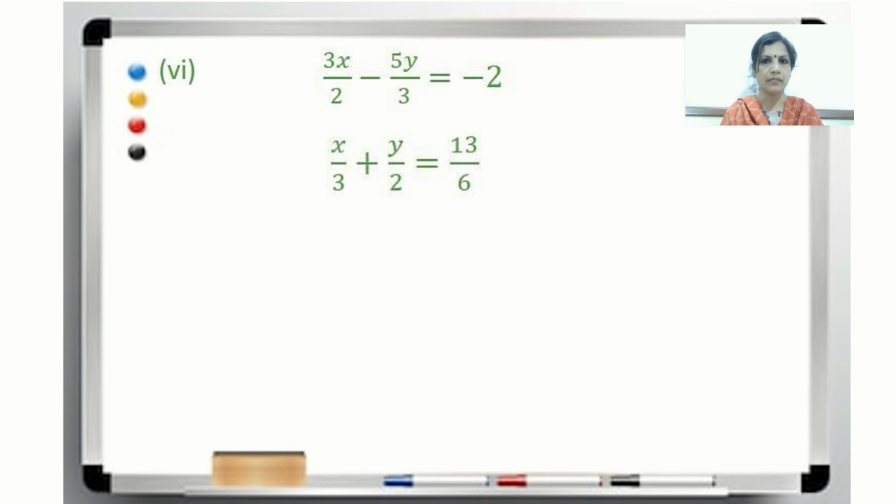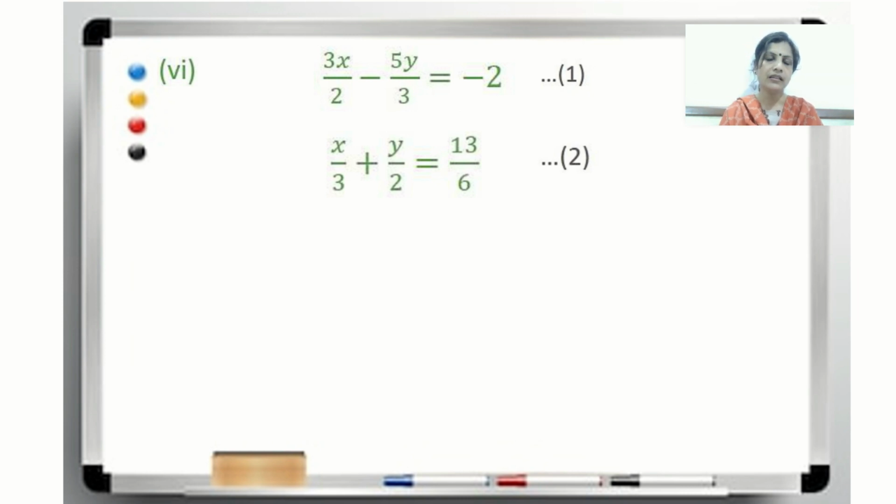This is the sixth sum, exercise 3.3, question number 1 and sixth sum. If you look at the sum, you will observe that now the pair of linear equations are given in fractions. But again, as I said, there's always an easy way to convert our equations into simple equations. Let's see how we can do it. So we will consider 3x upon 2 − 5y upon 3 = −2 as equation 1, and x upon 3 + y upon 2 = 13 upon 6 as equation 2.